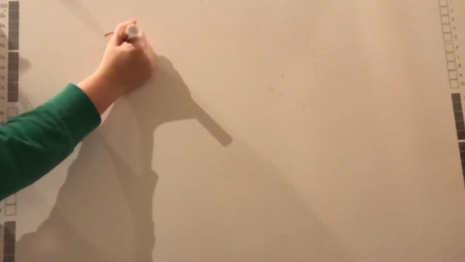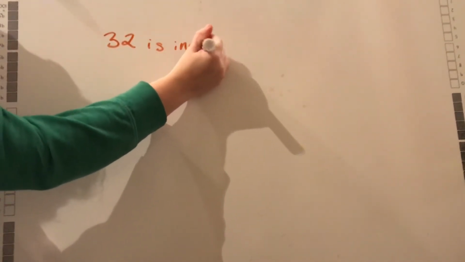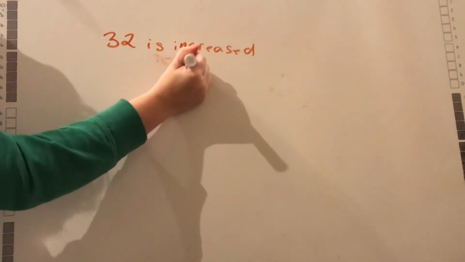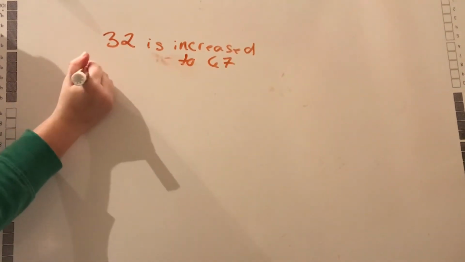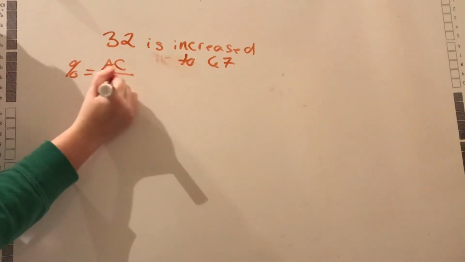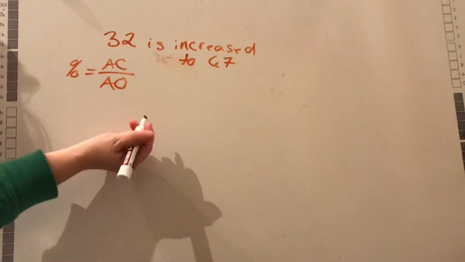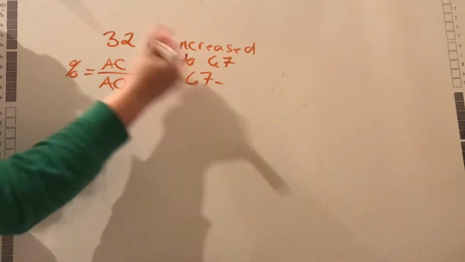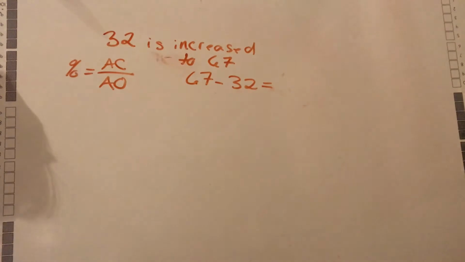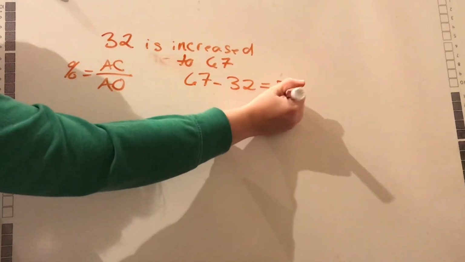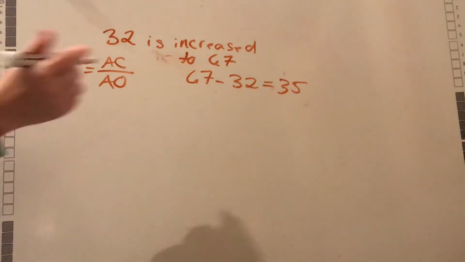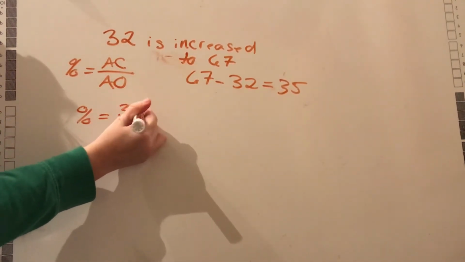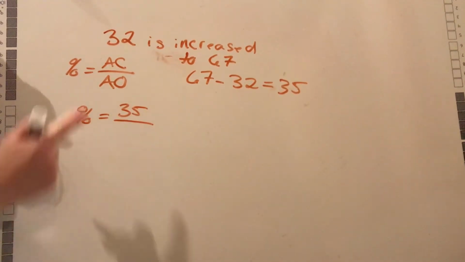So we have 32 is increased to 67. So remember, percent equals amount changed over amount original. Okay, so what is our amount changed? 67 minus 32, which equals what? Well, 7 minus 2 is 5, 6 minus 3 is 3, so 35. So our change, or amount of change, is 35. So our percent equals 35 over our original amount, which was 32.